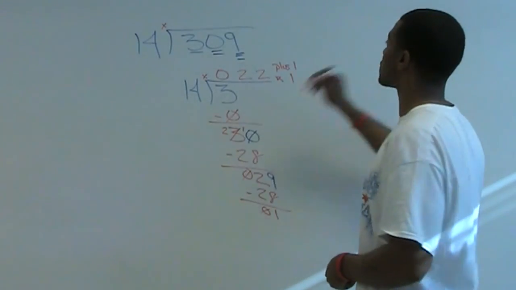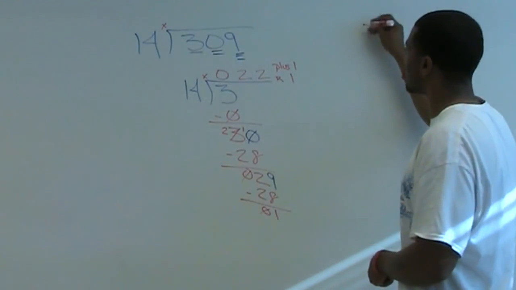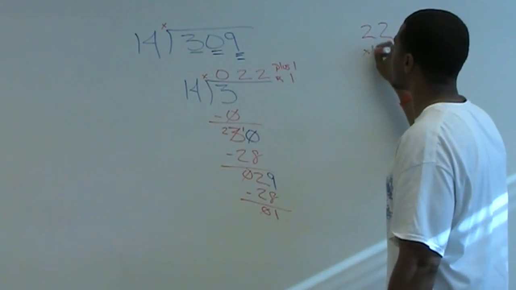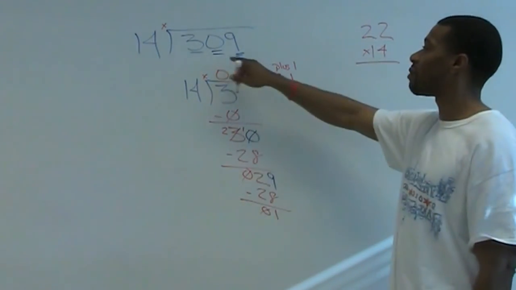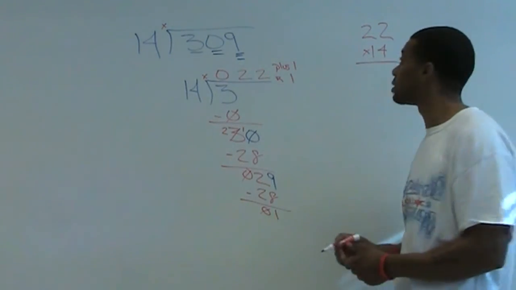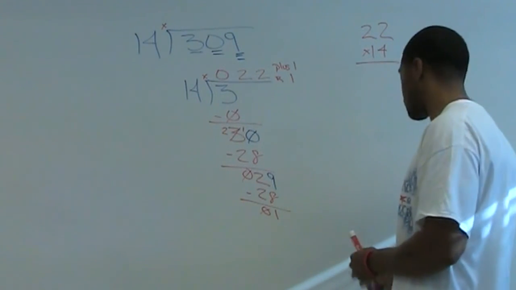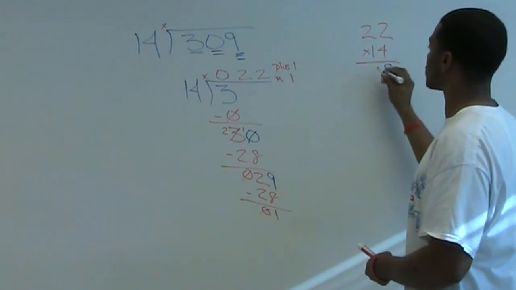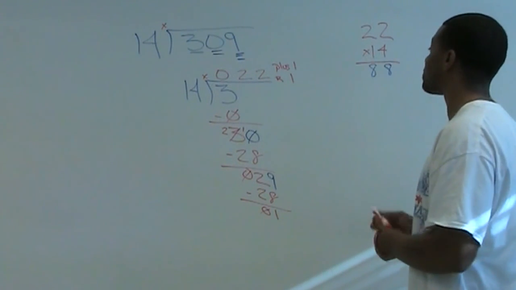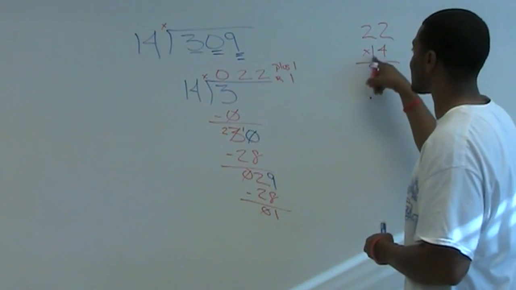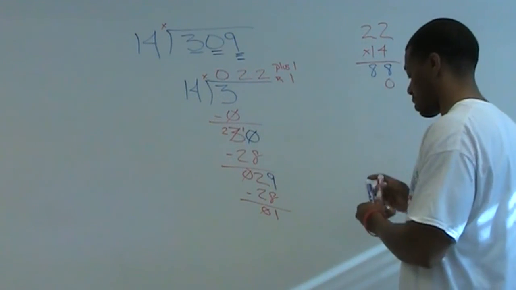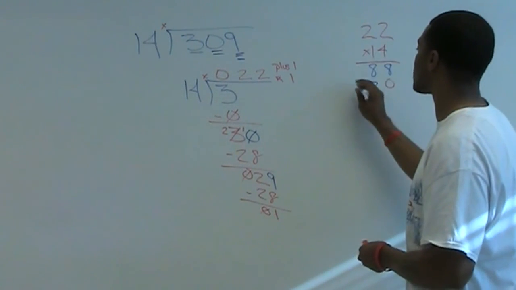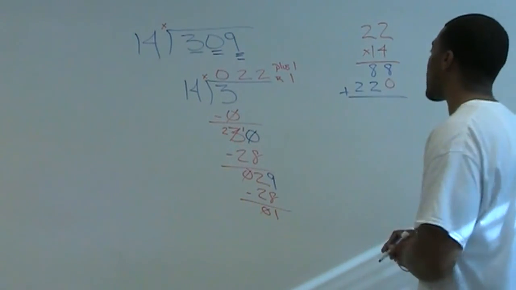All right, so I'm going to take 22 because it's my quotient, multiplied by my divisor, which is 14, to see if I'm going to come up with 309, which is my dividend. So I have 22 times 14. I start with the 2 and the 4. 2 times 4 is 8. 2 times 4 is 8. Now I have to put in my placeholder because this is a 10, not a 1. Now I go to 2 times 1, which is 2. 2 times 1 again, which is 2. And now I'm going to add them up.